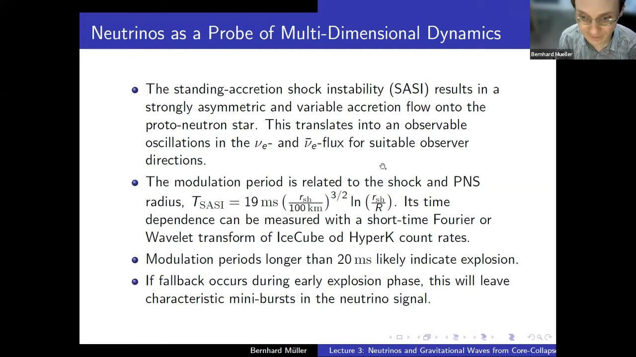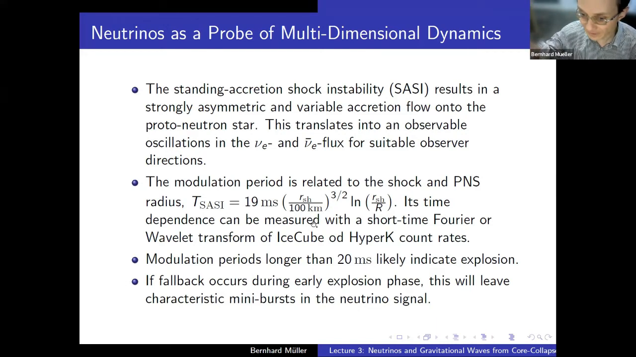Why is that? Well, if you consider this standing accretion shock instability, where the shock sloshes back and forth or spirals around, you will get very asymmetric accretion onto the neutron star, and the neutrino emission in different directions will change all the time, periodically, reflecting these shock oscillations. And now the period of those oscillations tells you something about the shock radius. You can work that out. There's a relatively simple relationship. So if you can measure that time-dependent period, you can say something about the shock trajectory.